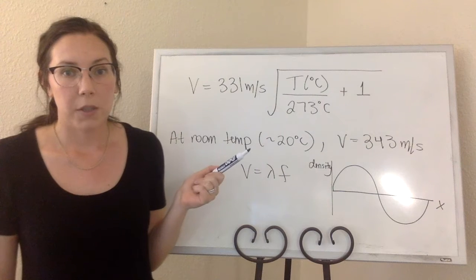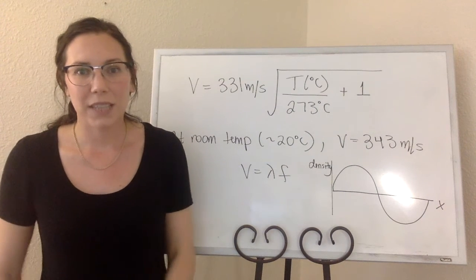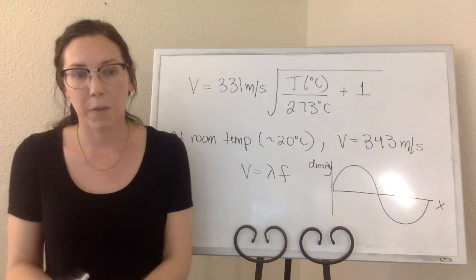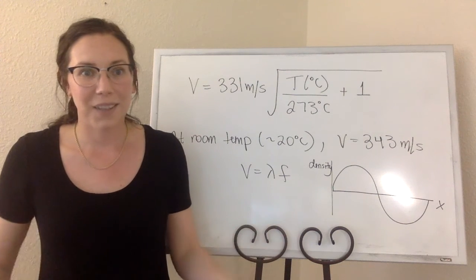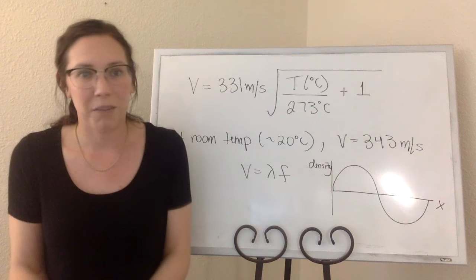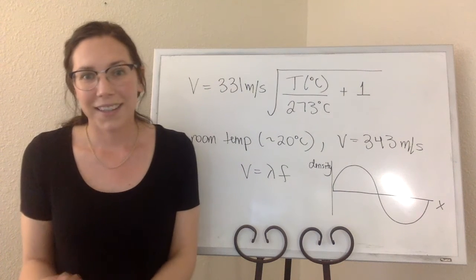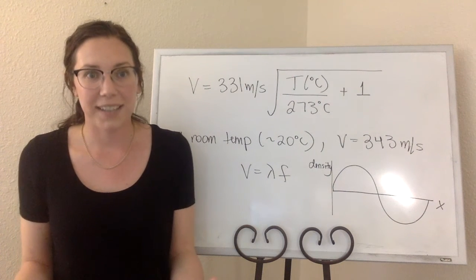And at room temperature, if you were to plug in about 20 degrees here, you'll get a speed of 343 meters per second, just as an example. And you can use this value if the question just says at room temperature. Otherwise, we can plug in the temperature and calculate the sound speed.